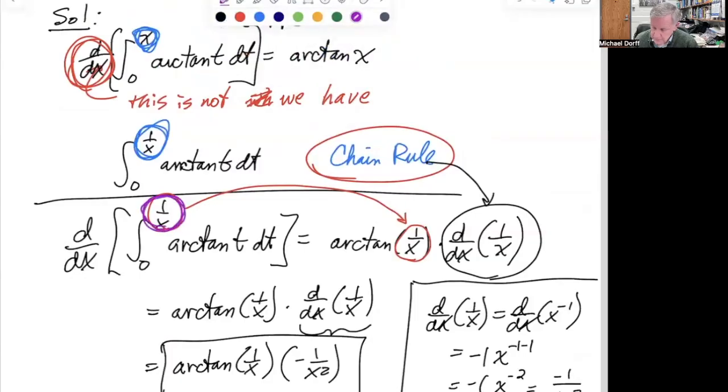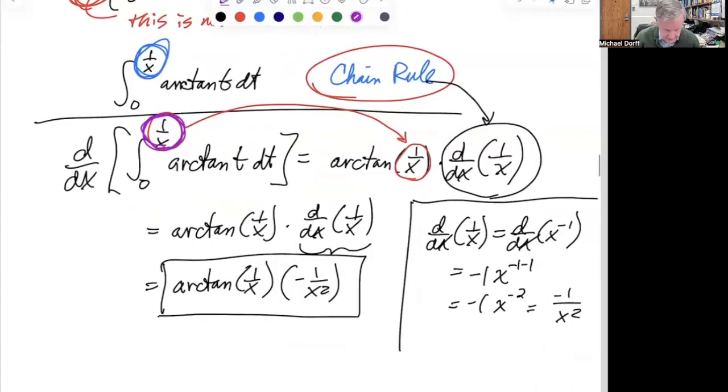Even though we have a 1 over x instead of an x there, I can still use the fundamental theorem of calculus part 1. Instead of having an x there, I can replace it with any function, as long as I use the chain rule in doing that.